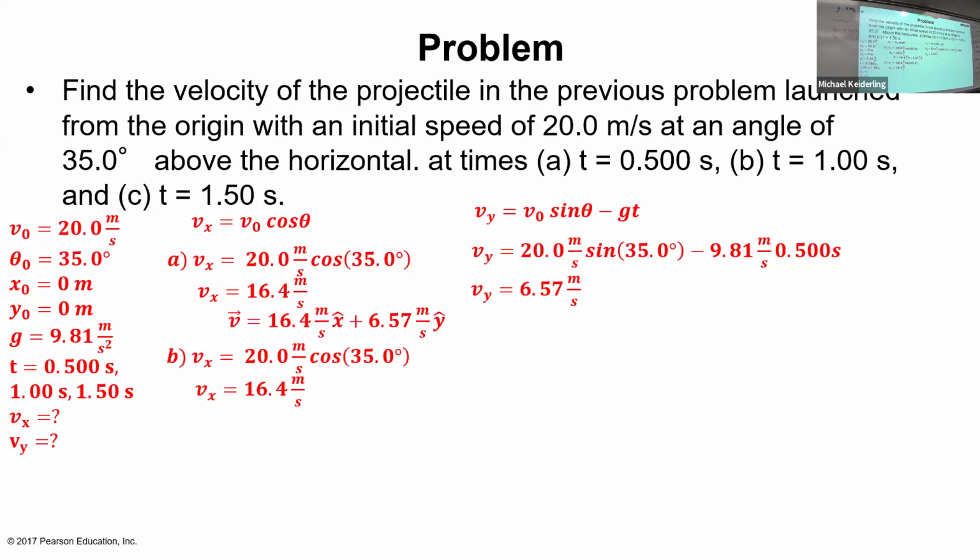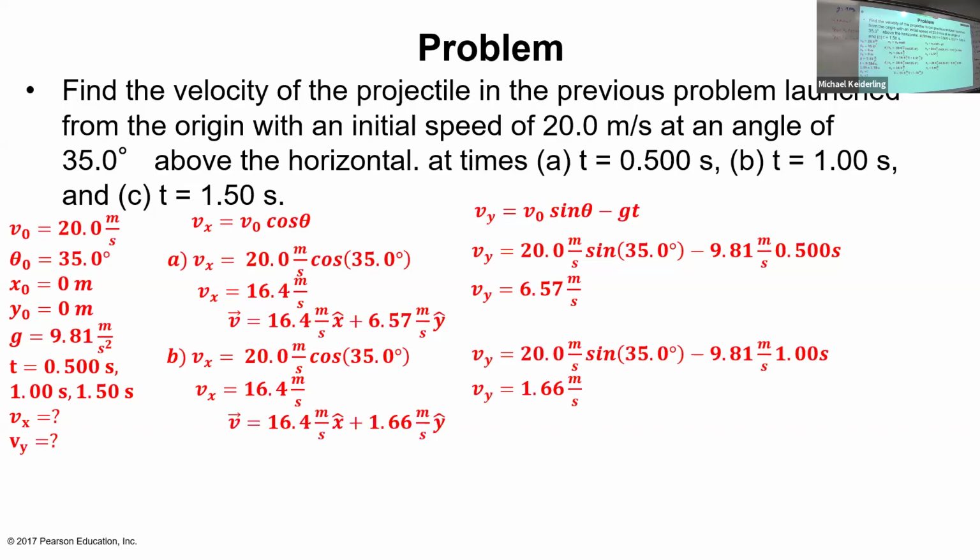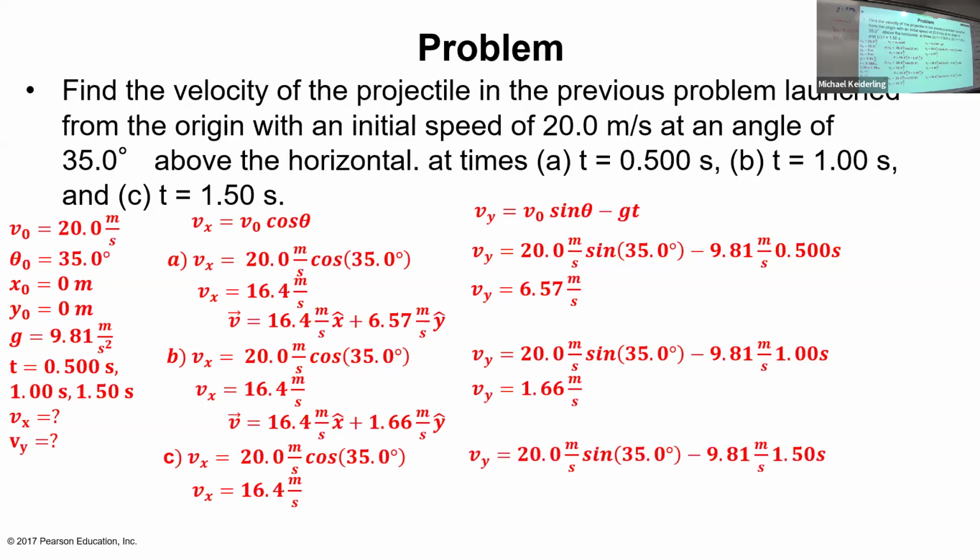The velocity in the x direction is the same. In the y direction, now we subtract 9.81 times 1 second, and we get 1.66 meters per second. We're slowing down. So the final velocity is 16.4 meters per second x hat plus 1.66 meters per second y hat. And for the last one, again, x is the same.